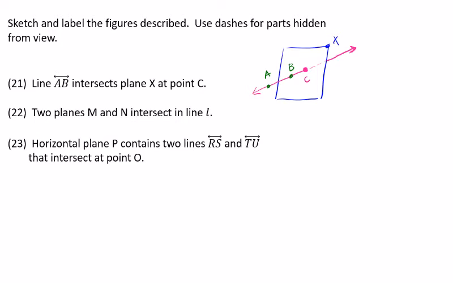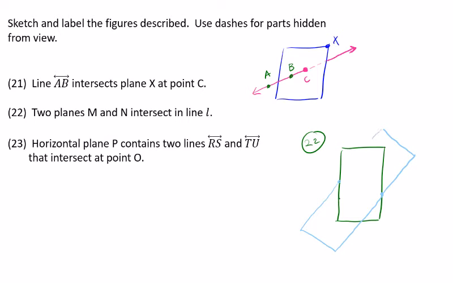All right, 22, 2 planes, M and N, that intersect at line L. So draw one plane. This is for number 22. We have one plane here, and then we can draw another plane. Usually for me, I'll draw where they intersect. So this comes through like this, and goes through on this side. Need my artistic ability here.